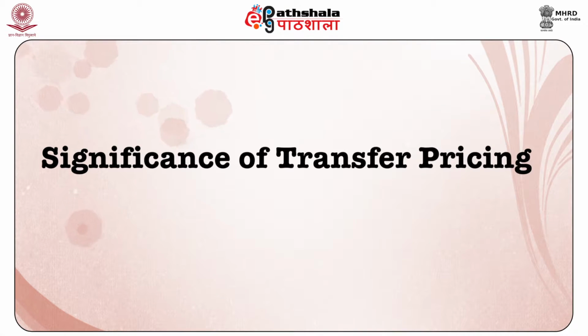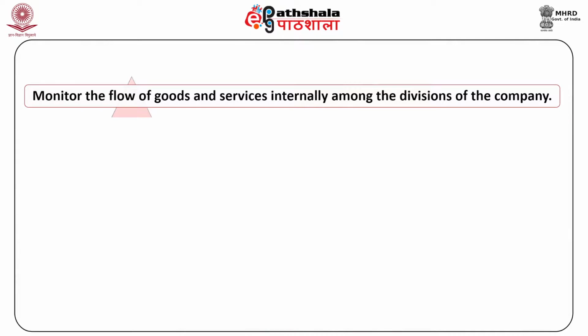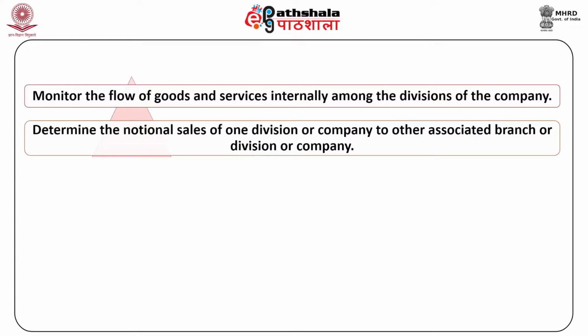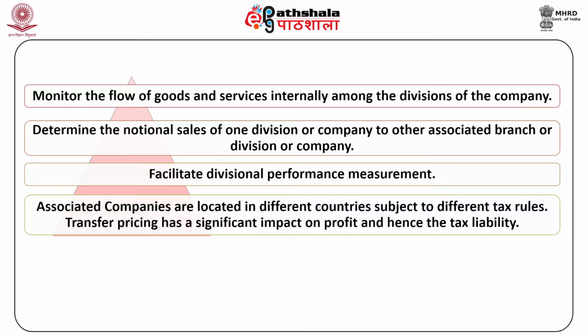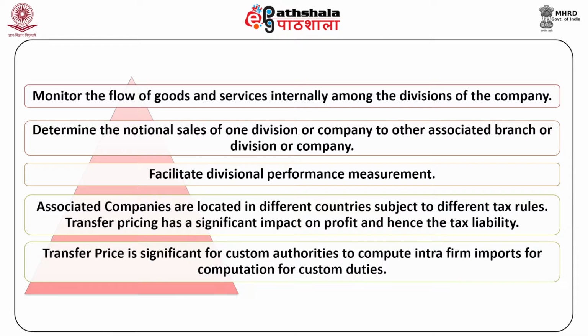Significance of transfer pricing. The first, monitor the flow of goods and services internally among the divisions of the company. Secondly, determine the notional sales of one division or company to other associated branch or division of company. Third, facilitate divisional performance measurement. Fourth, associated companies are located in different countries subject to different tax rules. Transfer pricing has a significant impact on profit and hence the tax liability. Fifth, transfer price is significant for custom authorities to compute intra-firm imports for computation of custom duties.